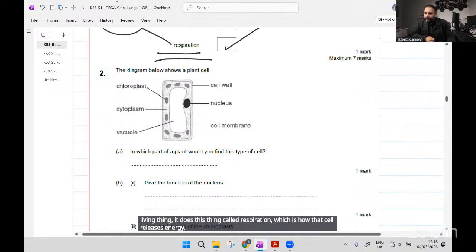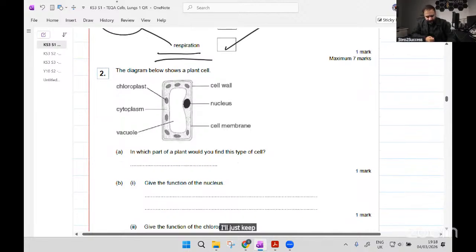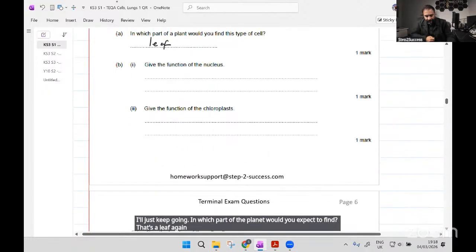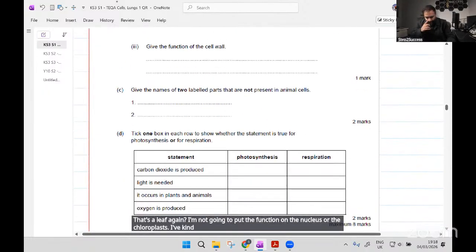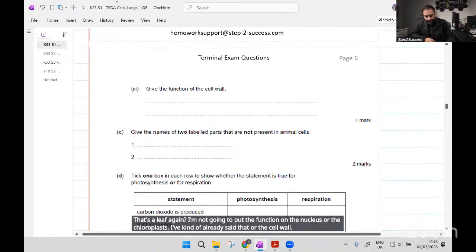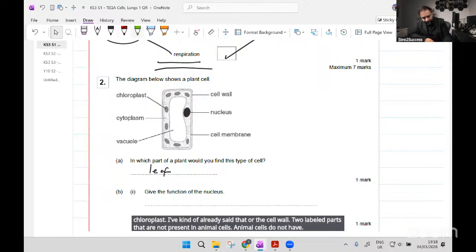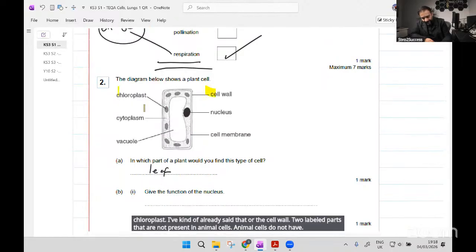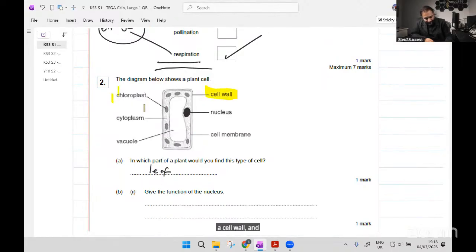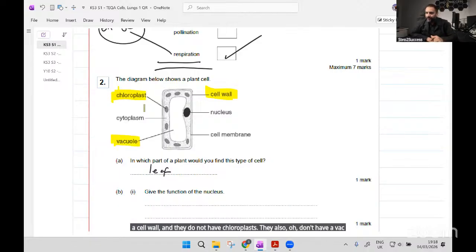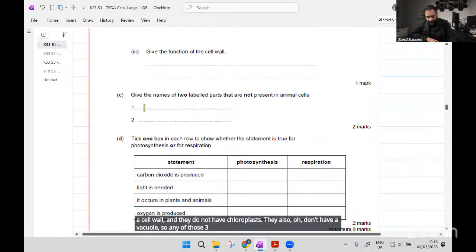I'll just keep going. In which part of a plant would you expect to find that? That's a leaf again. I'm not going to put the function of the nucleus or the chloroplast. I've kind of already said that, or the cell wall. Name 2 labeled parts that are not present in animal cells. Animal cells do not have a cell wall, and they do not have chloroplasts. They also don't have a vacuole. So any of those 3 would be sufficient there.